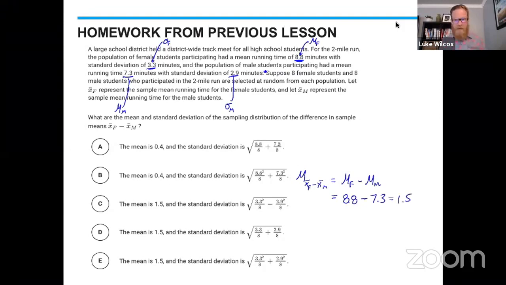So as I look at my answer choices here, this one is incorrect, this one is incorrect, so A and B are no longer options for us here.